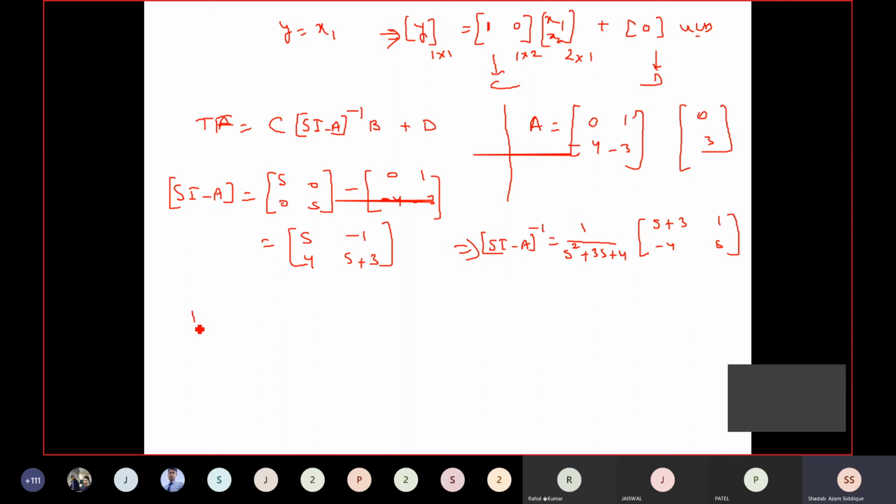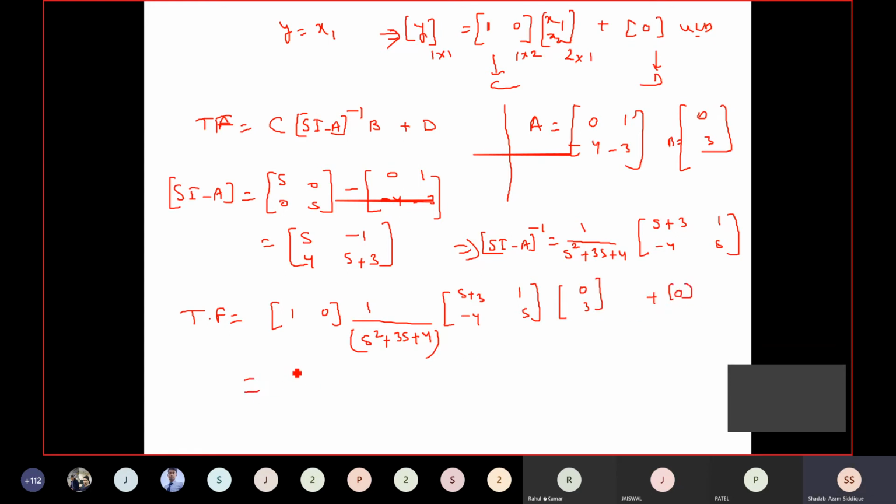Now I'll try to put it in the transfer function. So what is the transfer function? C is 1 and 0. So 1 and 0 I have written. And this is basically s square plus 3s plus 4, the determinant. And the matrix is basically s plus 3, 1, minus 4, s. And B is 0 3. So B is 0 and 3. Now plus D. D is 0 now, so this is as it is.